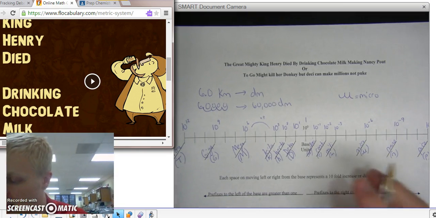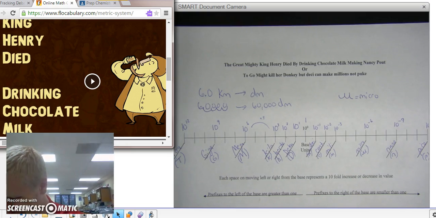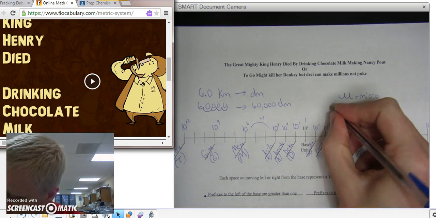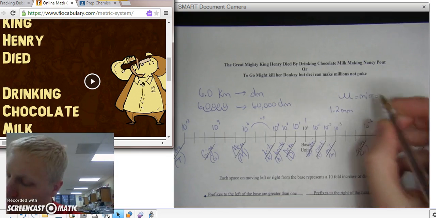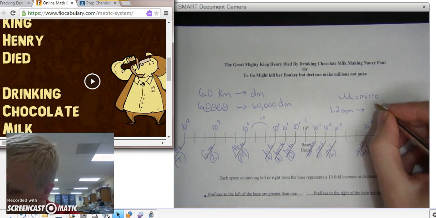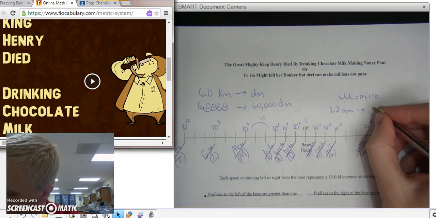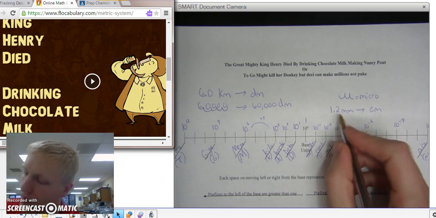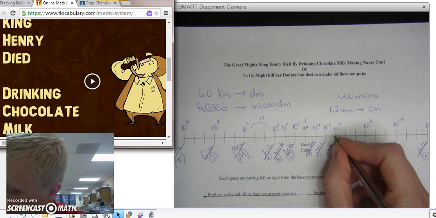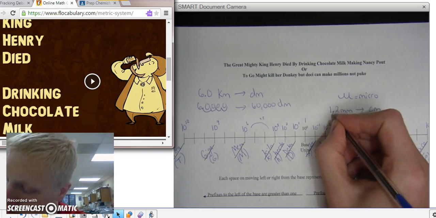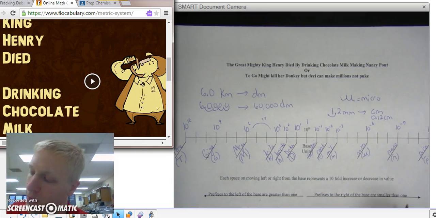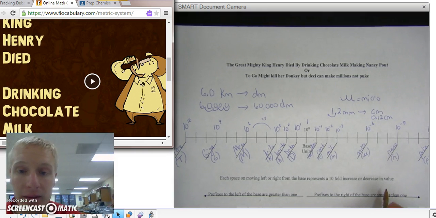Let's do another example. Let's say we've got 1.2 millimeters, and we want to convert this to centimeters. Alright, so milli to centi, that's moving left 1 step. So really I have 0.12 centimeters is equivalent to 1.2 millimeters.